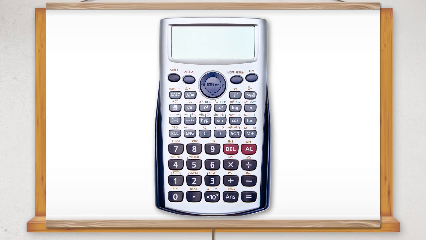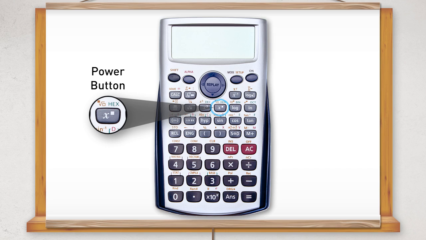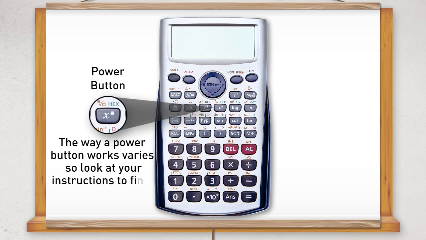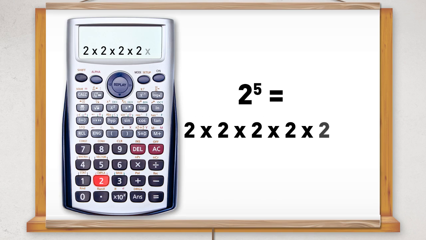All scientific calculators have a power button. On this calculator, it's here. The way the power button works varies from one calculator to another, so you need to read the instructions for your calculator to see how yours works. For this calculator, if we want to work out, for example, 2 to the power of 5, we could key in 2 times 2 times 2 times 2 times 2, then the equals button.